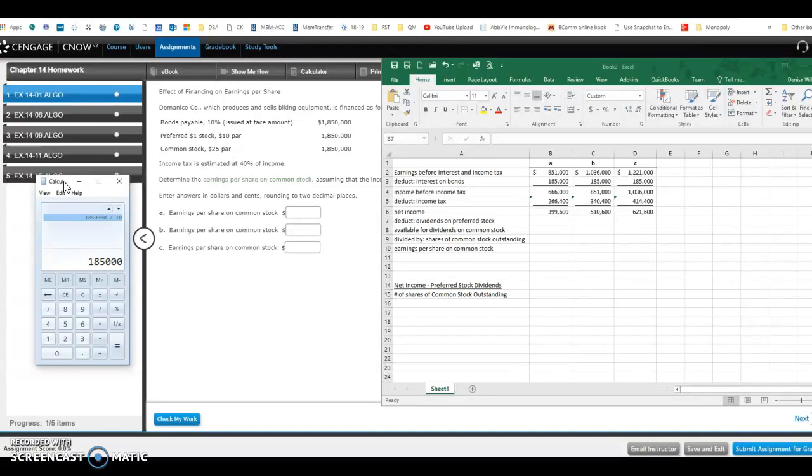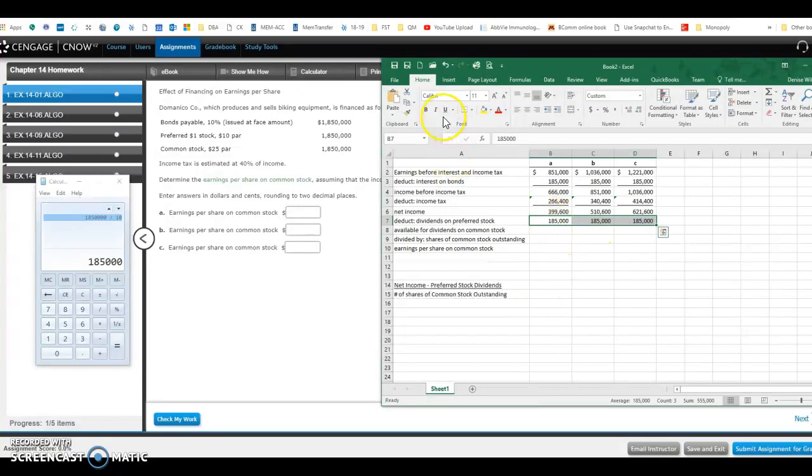Now, for the 185,000 shares, each share is entitled to a $1 dividend before common can get anything. So this number times 1 is still that number. So this is going to be 185,000. And it will be the same for all three scenarios.